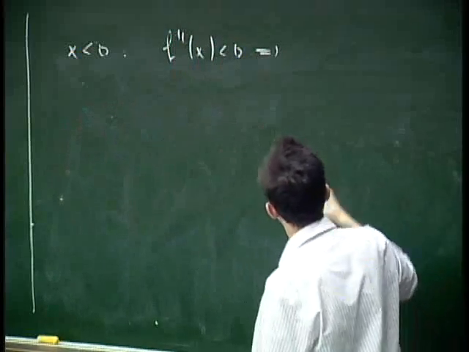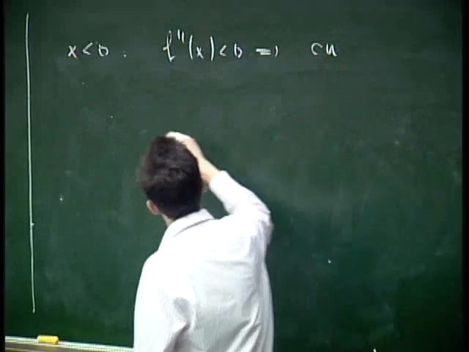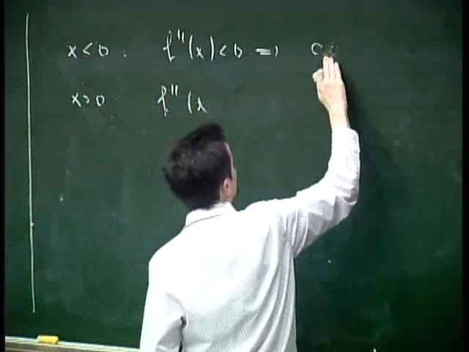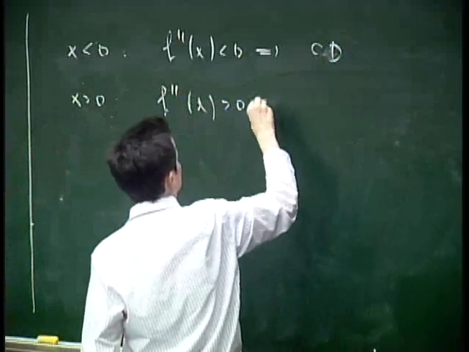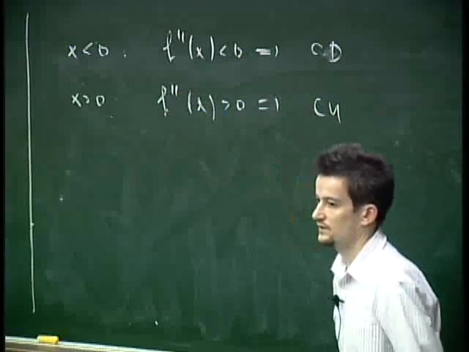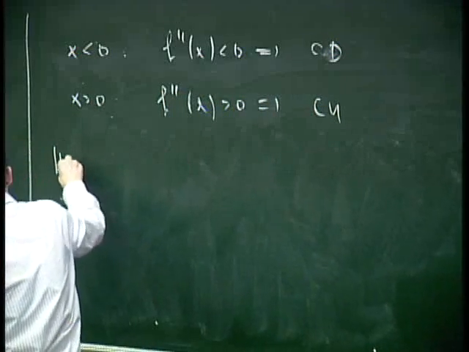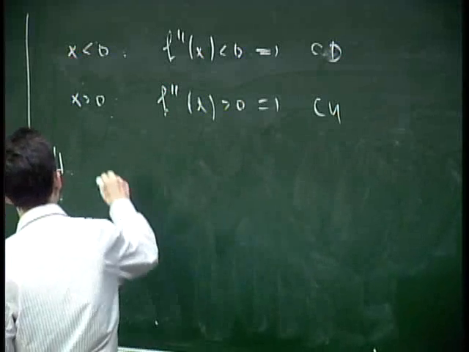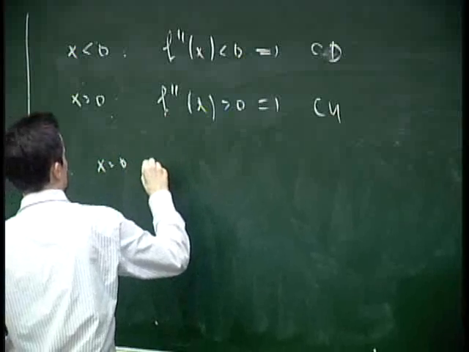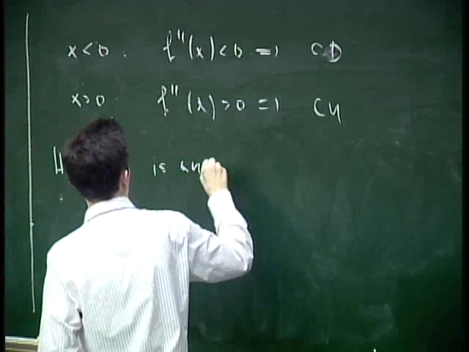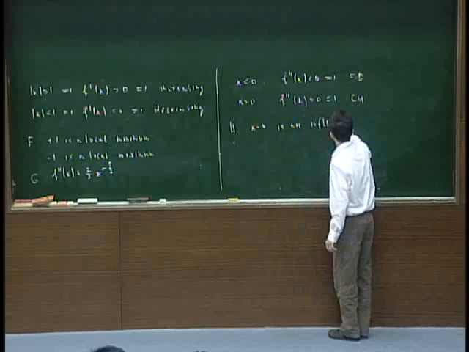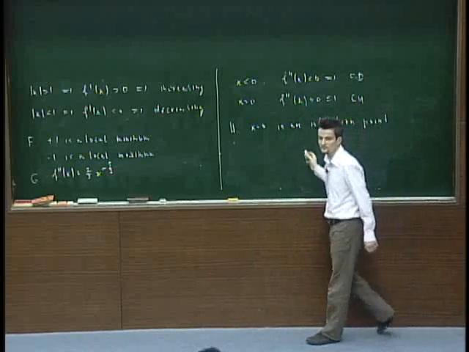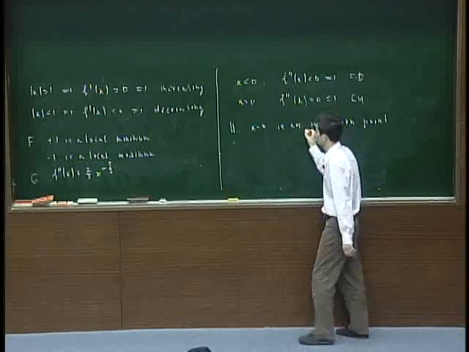So here we have concave upward, and if x is larger than 0, the second derivative gives concave downward, and here we have concave upward. And we see that at x equal to 0 we have an inflection point.